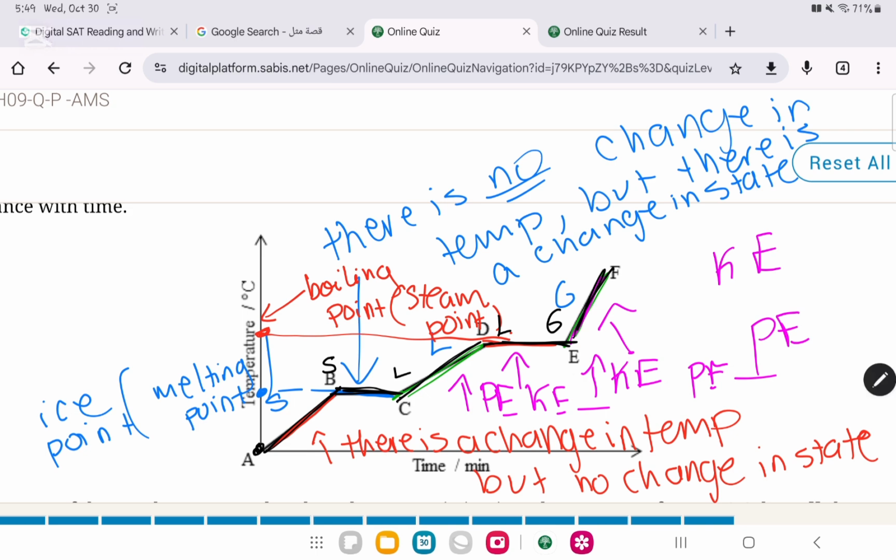So what we understand is that if it is sloped, there is a change in temperature, but no change in state. Also, if it is sloped, there is an increase in kinetic energy, whereas potential energy stays the same. And when it is sloped, you only find one state at a time. However, when it is a flat line, you can find the ice point and the boiling point, which are the melting point and the steam point. So ice point is melting point, boiling point is steam point. But when it is flat, there is no change in temperature, but there is a change in state.